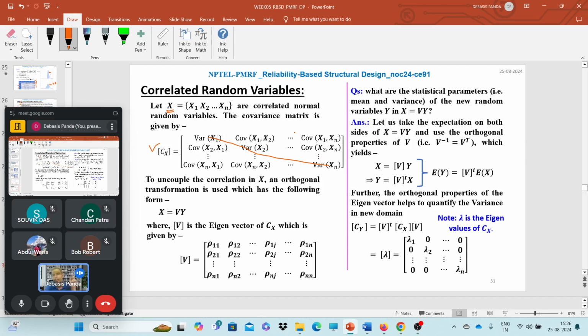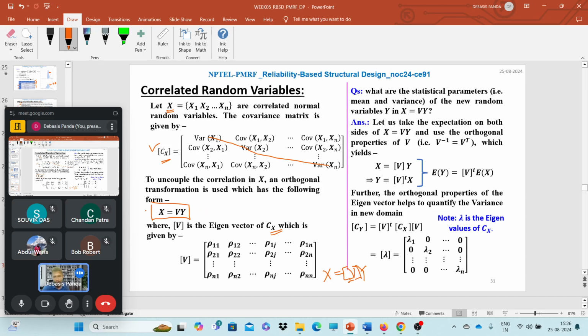So to uncouple this, we need a transformation, and that is x equals V into y. That means we are transforming the random variable x to y using some transformation matrix V. Now, what is that V? V is nothing but the eigenvectors of Cx. So if we perform eigenanalysis on Cx, we can easily find the eigenvectors and eigenvalues of Cx, right? Okay.